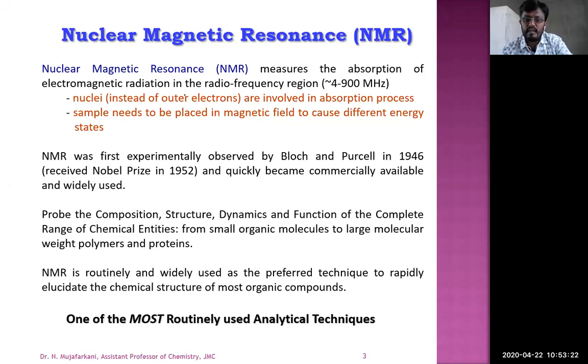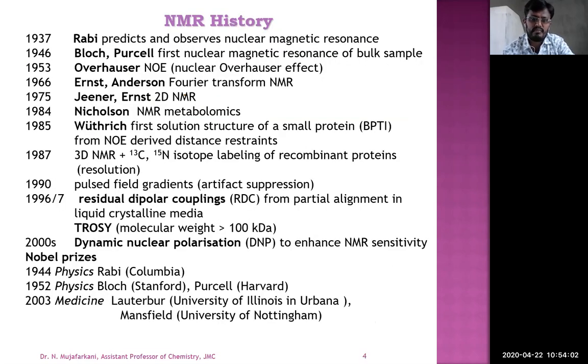Initially, IR helps to identify the functional group. Ultraviolet visible spectroscopy also helps to identify what type of chromophore and what type of groups are present in a particular compound. With the help of nuclear magnetic resonance spectroscopy and mass spectral studies, from mass spectral studies we may identify the exact molecular weight of the compound. Using H1 and C13 NMR spectroscopy, we may identify the nature of hydrogens and the nature of the carbon skeleton. NMR spectroscopy is one of the most routinely used analytical techniques. This is the history of NMR spectroscopy.